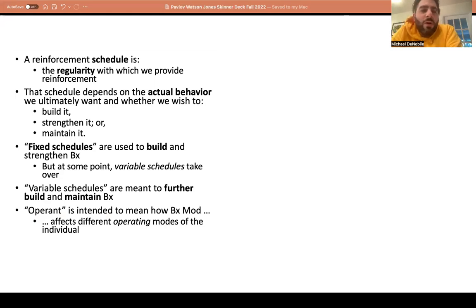Okay, so reinforcement schedule is the regularity with which we provide reinforcement. That schedule depends on the actual behavior we ultimately want and whether we wish to build it, strengthen it, or maintain it. Fixed schedules are used to build and strengthen behavior, but at some point, variable schedules take over. Variable schedules are meant to further build and maintain behavior. Operant is intended to mean how behavior modification affects different operating modes of the individual.